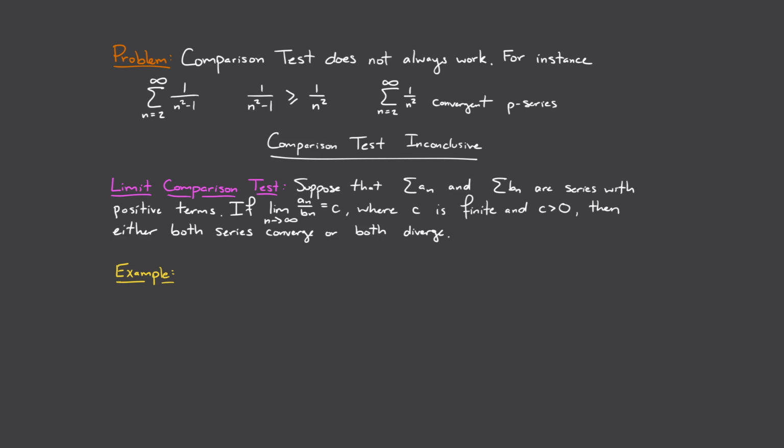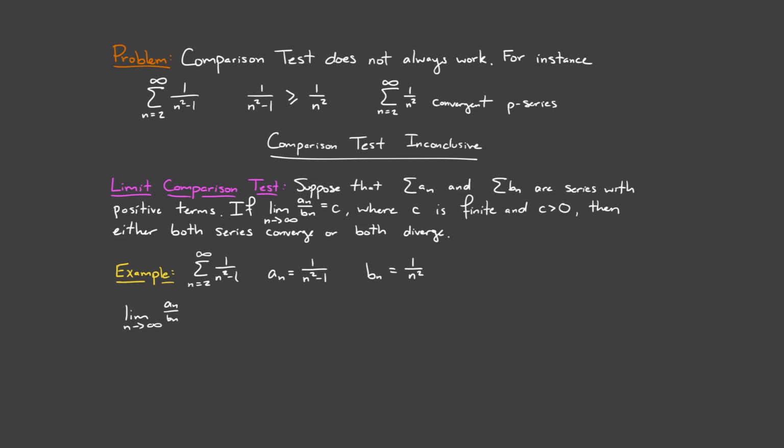Let's decide whether the series sum from n equals 2 to infinity of 1 over n squared minus 1 converges or diverges. So in the limit comparison test, we'll take our an's to be the terms of the series that we were given, and we'll take bn to be 1 over n squared, which is the comparison function that we tried to use before but failed.